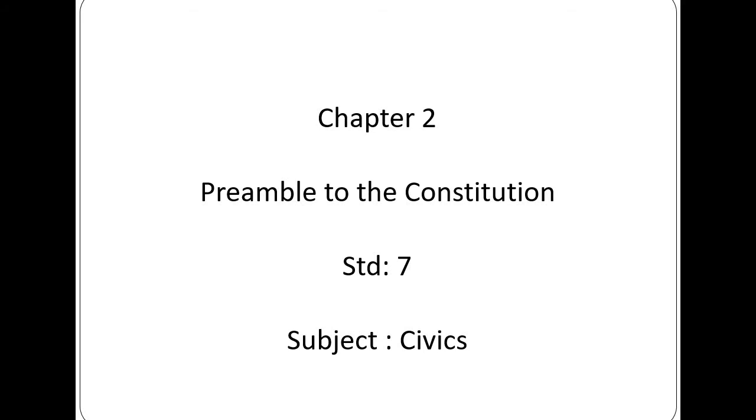Civics, Standard 7th, topic number 2, Preamble to the Constitution. As we all know, and we are very familiar with the word preamble. Preamble is nothing but a preface.